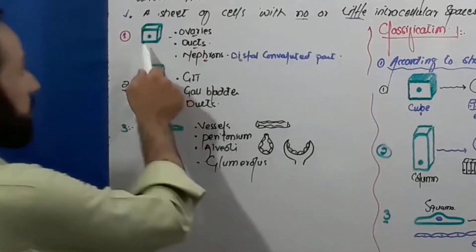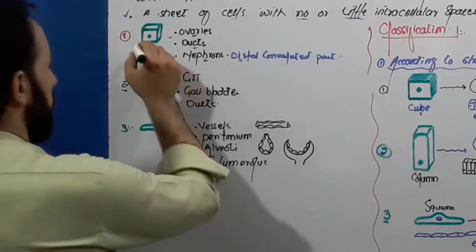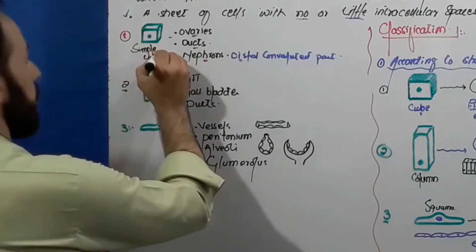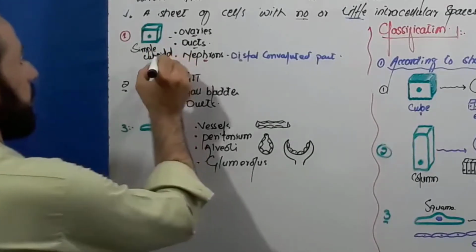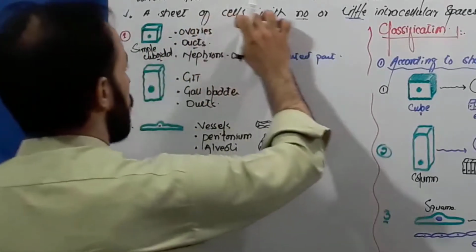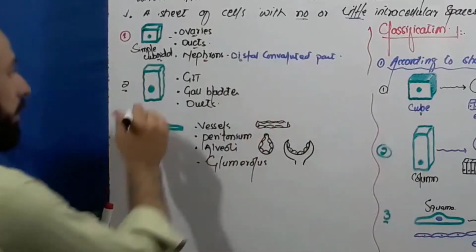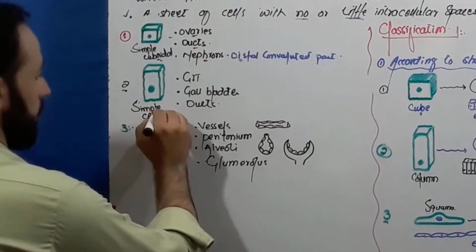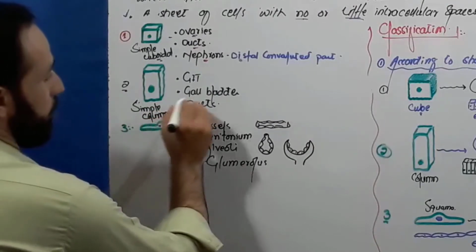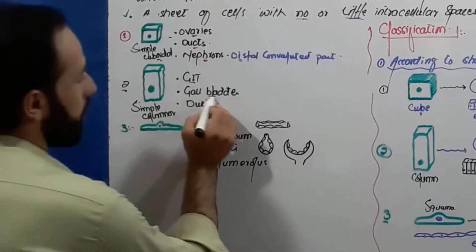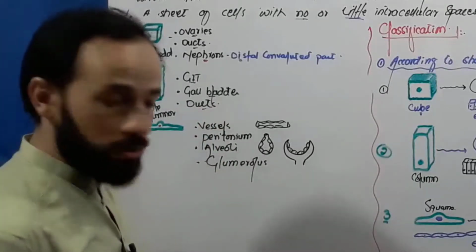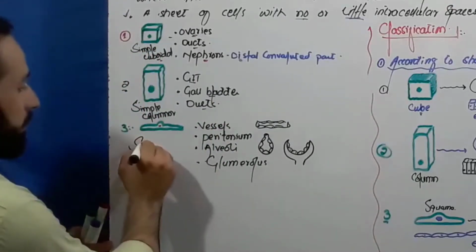So we say simple cuboidal epithelial tissues are found in ovaries and ducts and in the nephron. Then simple columnar are found in the GIT, in the gallbladder, and in certain ducts of the body they are also found. And then there is simple squamous.